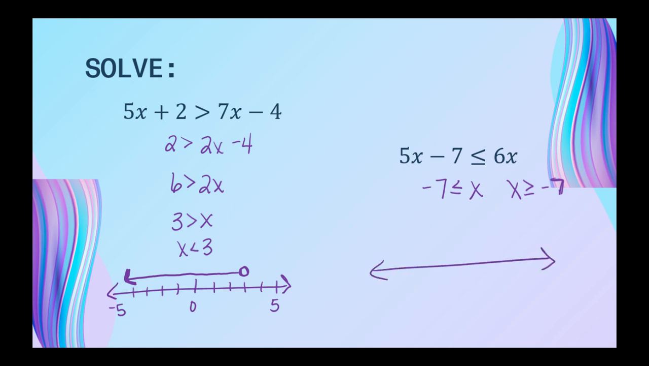So this time I need -7. So I'm going to actually put 0 here. 1, 2, 3, 4, 5, 6, 7, 8. I'm going to go to -9. I was going to try to get to -10. And then at -7, we're going to make a closed circle.